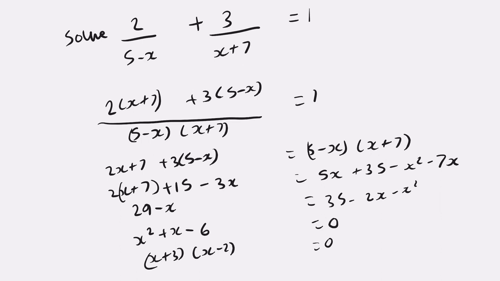Now, that means at least one of the two brackets must equal 0. So either x minus 2 equals 0 or x plus 3 equals 0, because any number times 0 equals 0. So if x minus 2 equals 0, x would be 2. If x plus 3 equals 0, then x would be minus 3. So x equals 2 or minus 3. That would be how you solve that question.